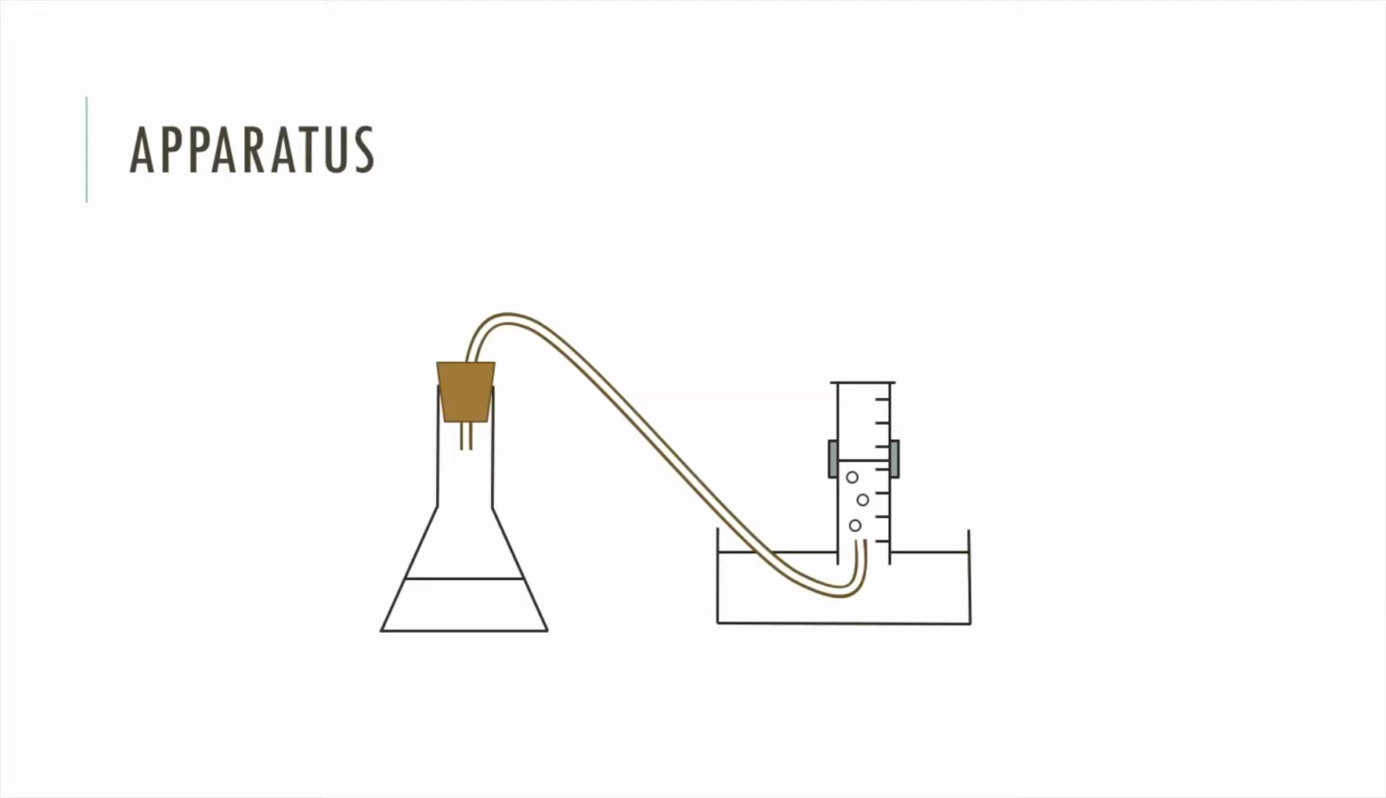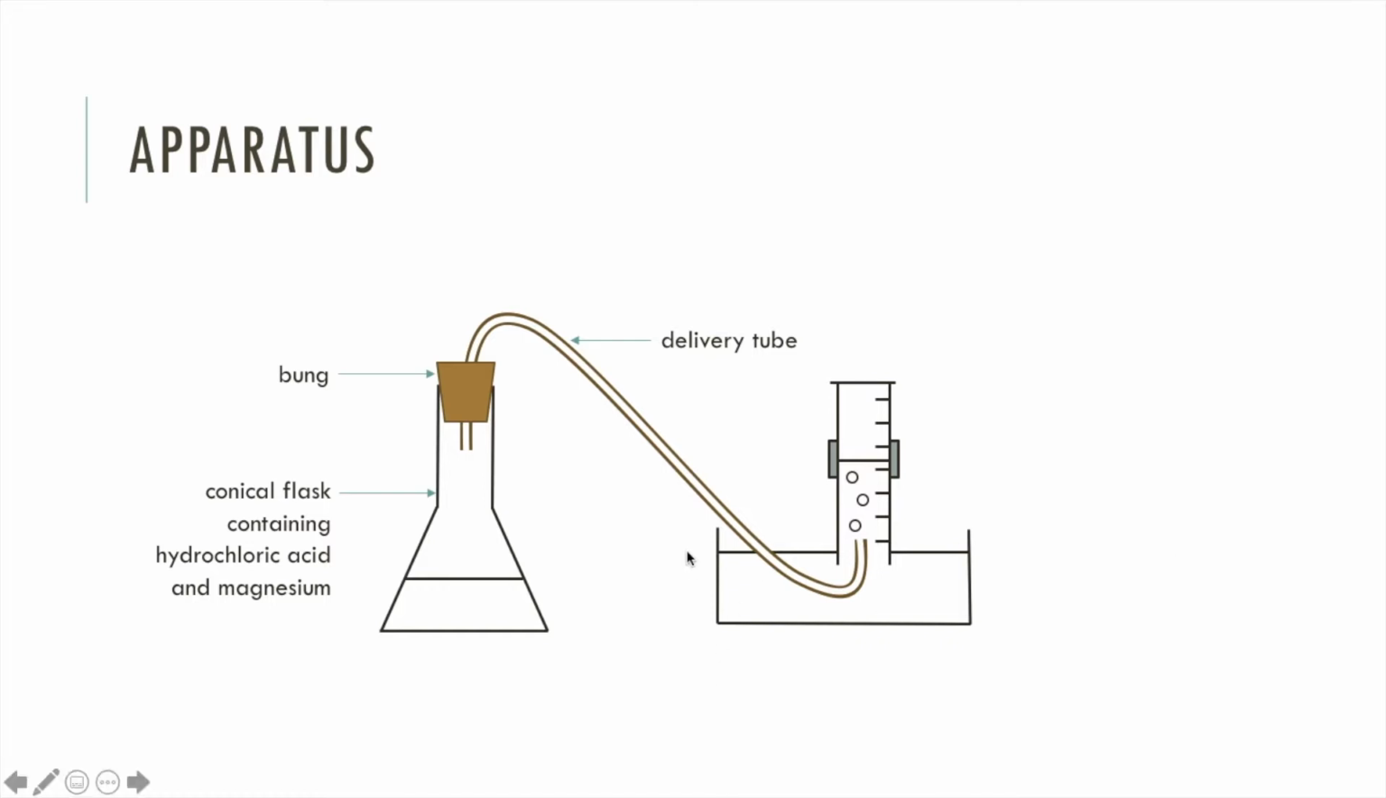This is the apparatus needed for this reaction. So we've got a conical flask which contains the hydrochloric acid and the magnesium that's going to react. We've also got a bung and a delivery tube. Now these pieces of equipment are so that when the hydrogen gas is produced in here, it doesn't get lost into the air, it goes into this delivery tube. We've then got a trough of water and the measuring cylinder, and that's where the hydrogen gas is going to be collected, and that's held up by a clamp.